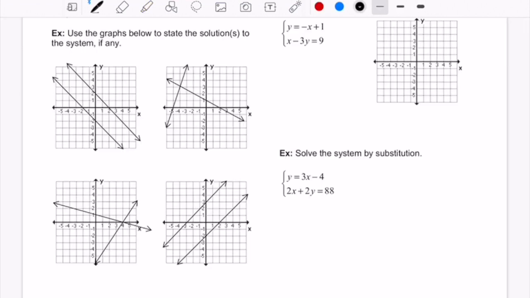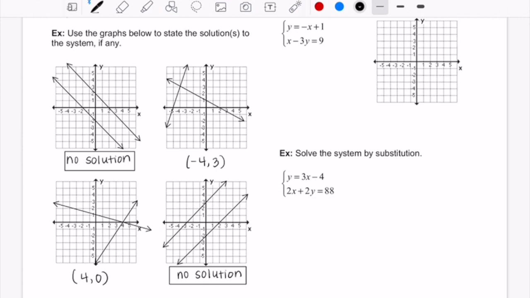Looking at these examples, you can remind yourself that parallel lines have no solution. And this fits the definition because they would never intersect. Lines that intersect once, we give that point of intersection as the solution. So for example, here these two lines cross at the point -4, 3, and here these two lines cross at the point 4, 0. So a solution to a system is the point where the lines cross.